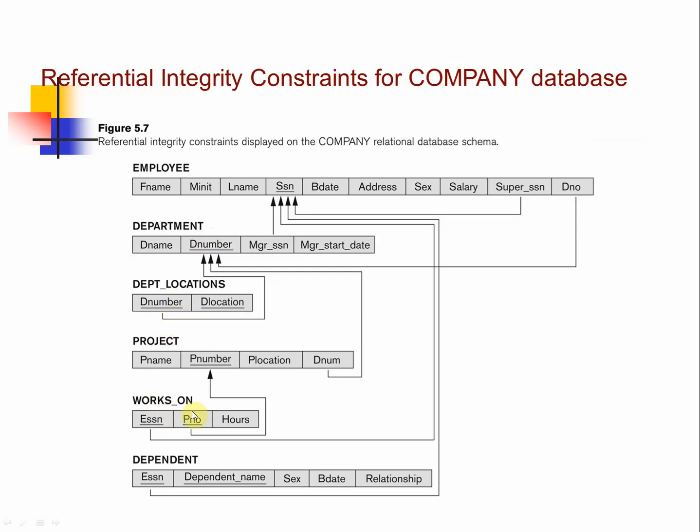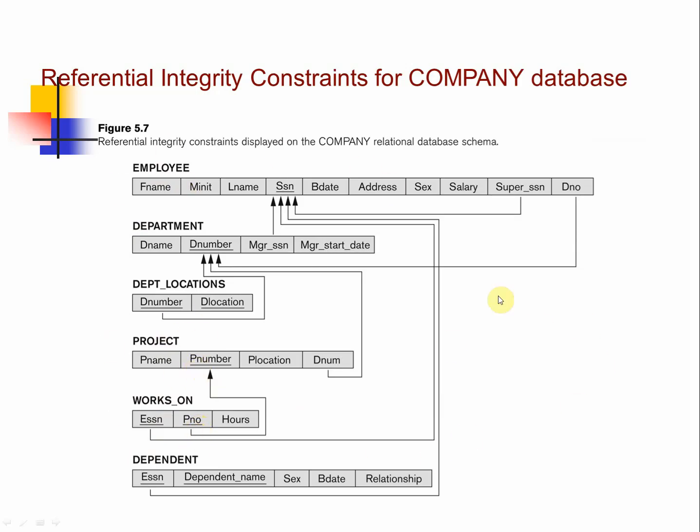Another example is the works on. Think about this. Works on indicates that an employee can work on multiple projects, while multiple projects can be worked on by multiple employees. In this case, this is a many-to-many relationship. That's why we need to create an additional table, which is what we call works on, where the primary key of works on is a combination of ESSN and PNO. At the same time, both of them are foreign keys referencing the other two tables.